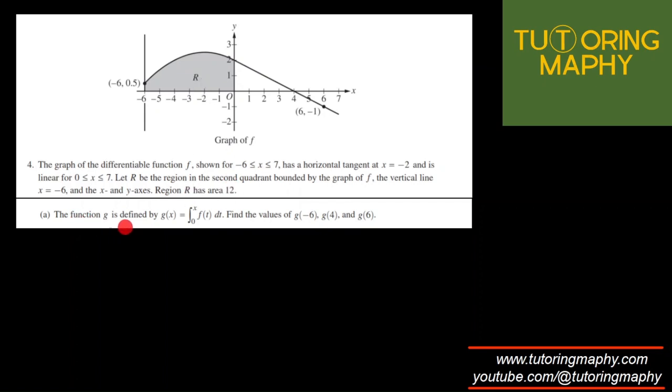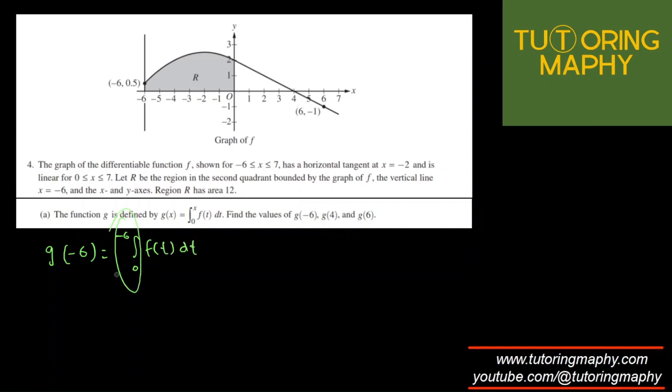Okay, cool. Now the function g is defined as this. So what are the values of this, and this? All right, so I think this is pretty much based on area under the curve. So we have to find g of -6, as simple as replacing x with -6. So this is how it's going to look.